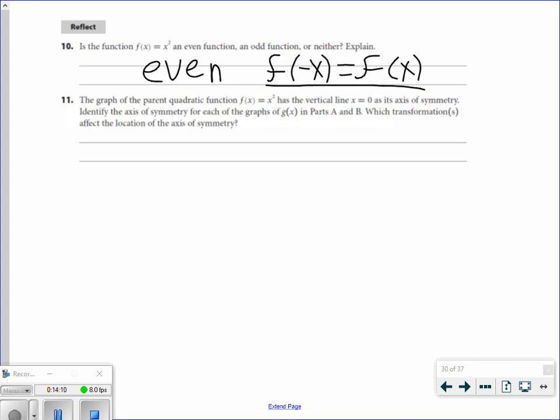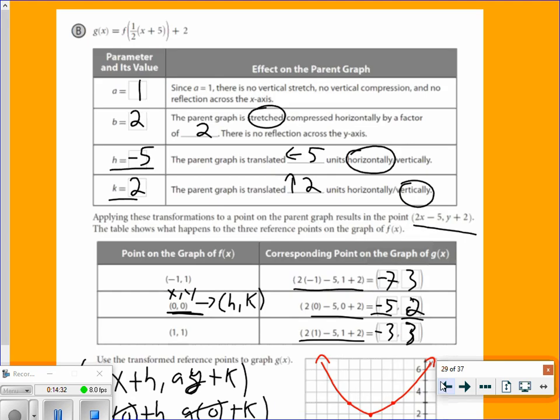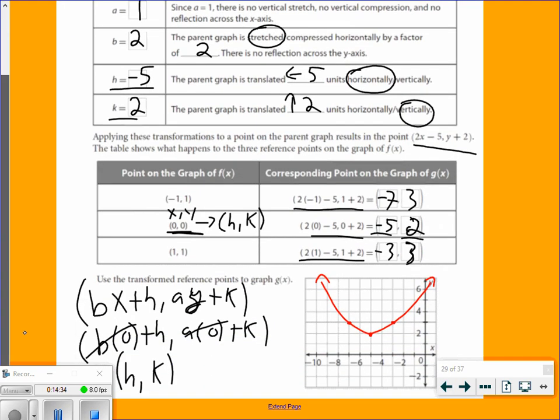For number 11, the graph of the parent quadratic function f of x equals x squared has a vertical line x equals 0 as its axis of symmetry. All right. Identify the axis of symmetry for each of the graphs of g of x in parts A and B. Which transformations affect the location of symmetry? So we're going to go back and look at both these graphs. So we'll look at B first, since that's what pops up first.